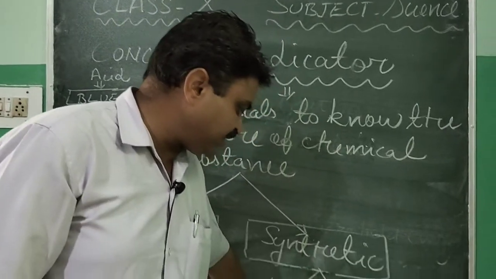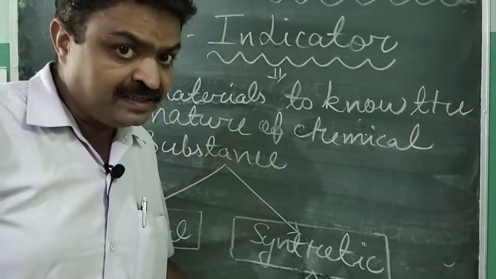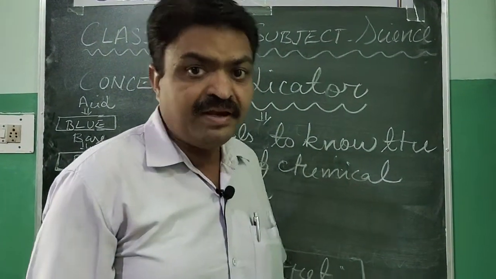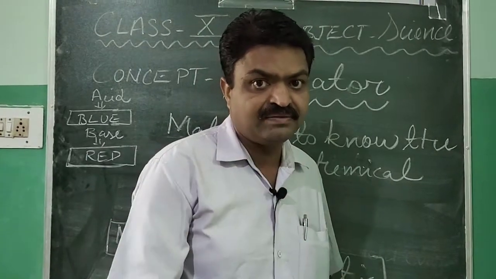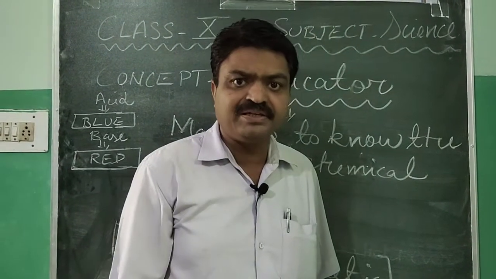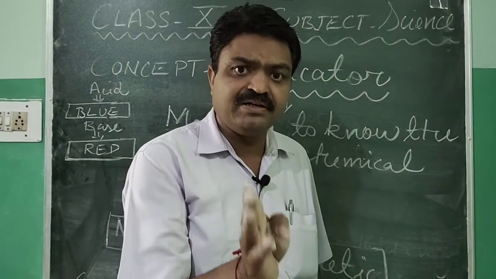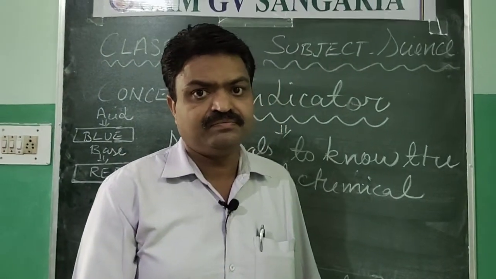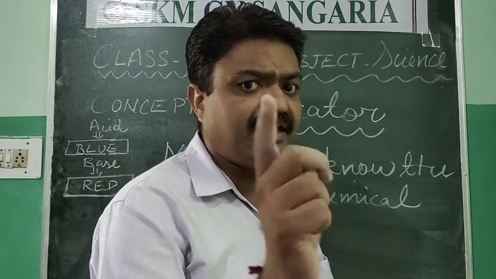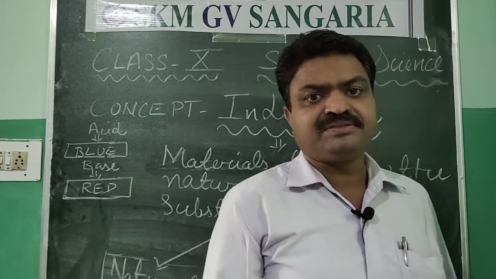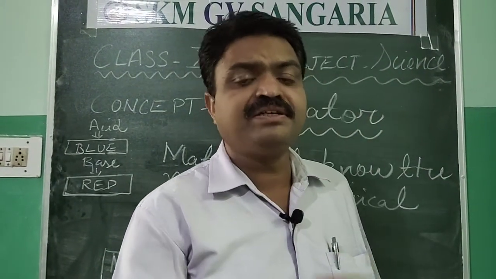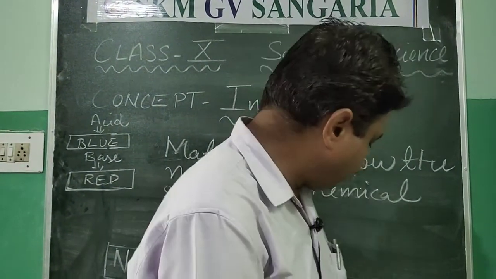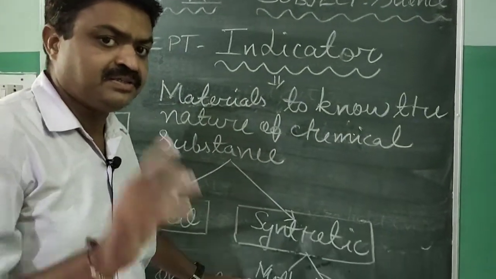So it is about the methyl orange. Next synthetic indicator that is in your syllabus is phenolphthalein. It is colorless, students, colorless. But in the presence of base, it changes its color from colorless to pink, and with the help of that we can know the presence of the base. But in the presence of acid, it does not change its color, it remains colorless only. So these are the synthetic indicators that are in your syllabus.